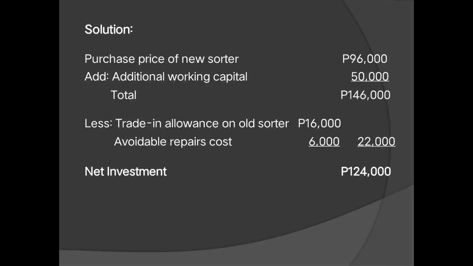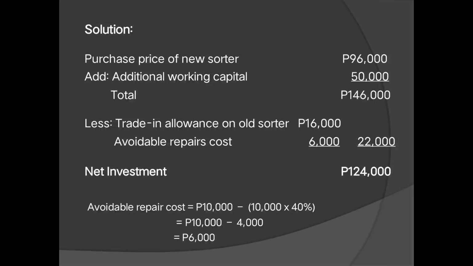So, kung napapansin nyo, yung avoidable repair cost na 6,000, hindi yun given doon. So, paano nakuha yun? 'Di ba sabi, merong magagastos na 10,000 sa pagpapa-repair ng old machine. And yung repair cost is subject to income tax na 40%. So, 10,000 times 40% is 4,000 na income tax. So, ilalas natin 'yon from the avoidable repair cost na 10,000 and makukuha natin yung 6,000 na avoidable repair cost. Kasi nga, yung 4,000 is subject to income tax.